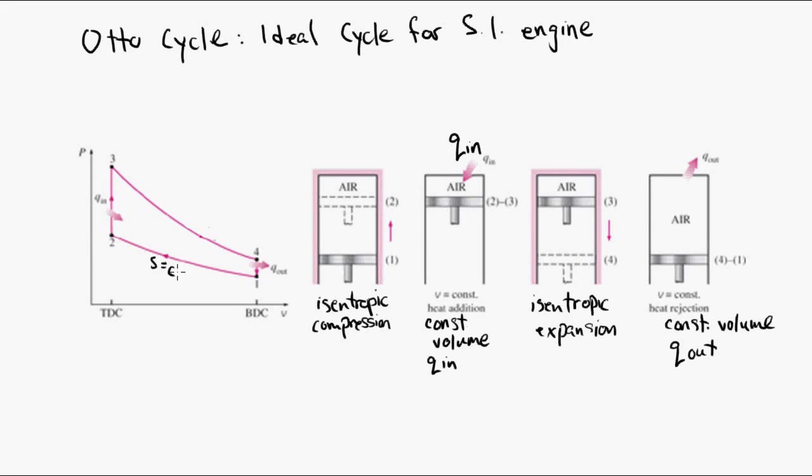And you can see this ideal cycle on the left on the PV diagram. So here from 1 to 2 is the isentropic compression. From 2 to 3 is the heat input representing combustion at constant volume. 3 to 4 is isentropic expansion.